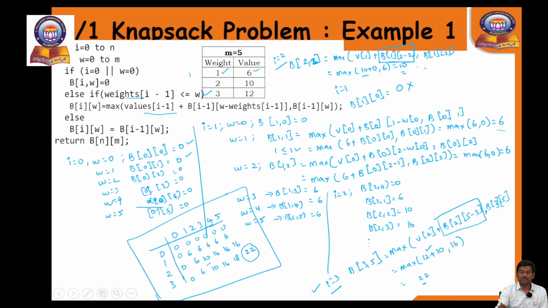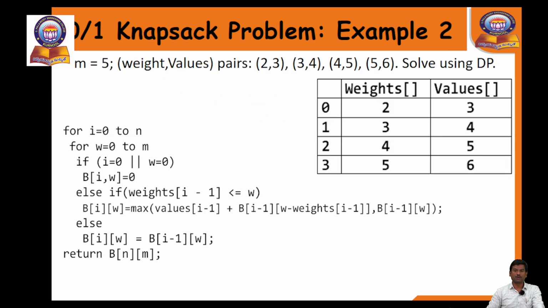So according to this problem, you have considered item 3, and similarly you have considered item 2. So x of 3 is set to 1, and similarly x of 2 is set to 1, which gives the maximum profit equal to 22. This is how we can solve the knapsack problem using dynamic programming. I'll provide one more example related to the 0 or 1 knapsack using the concept.